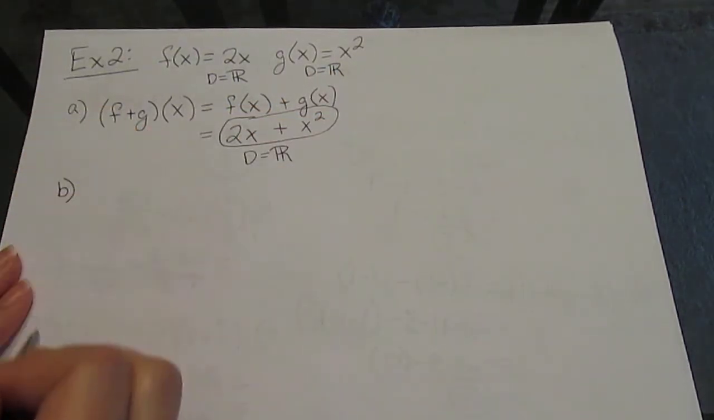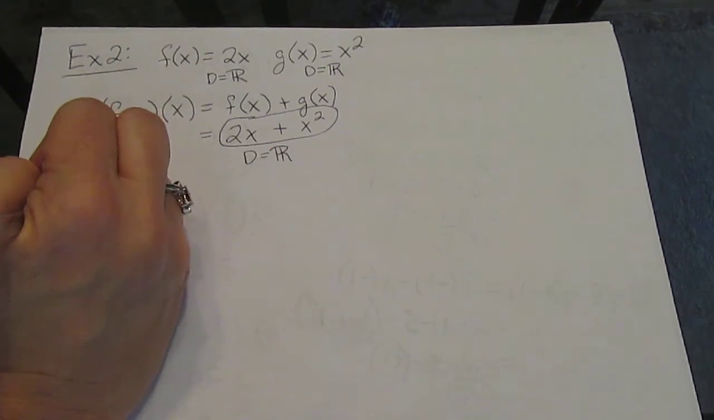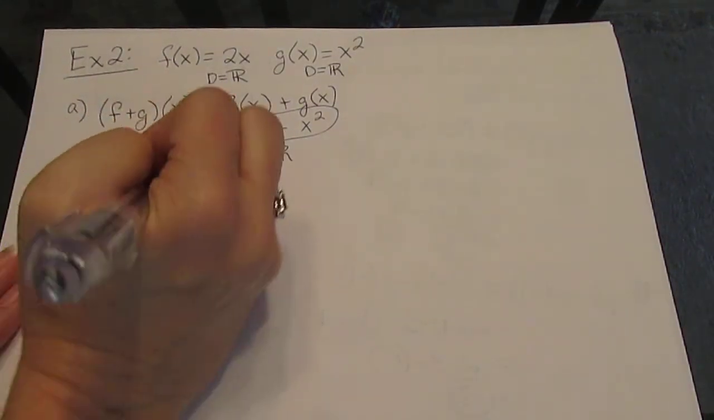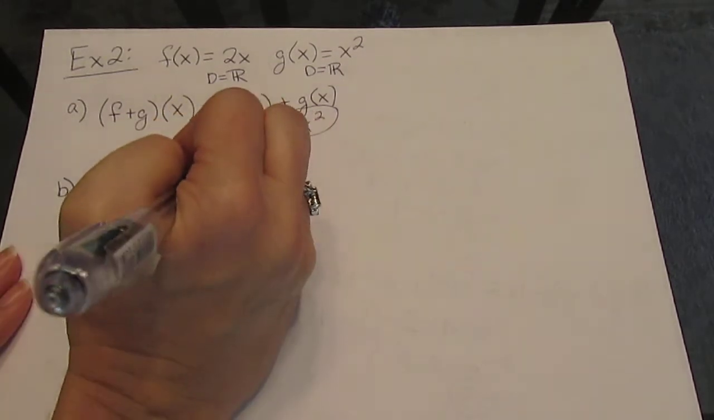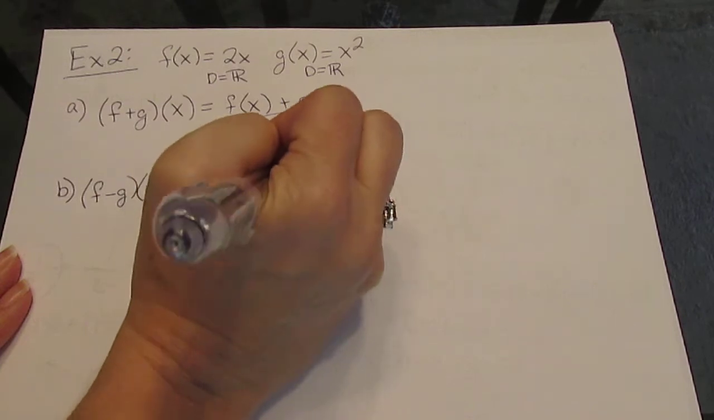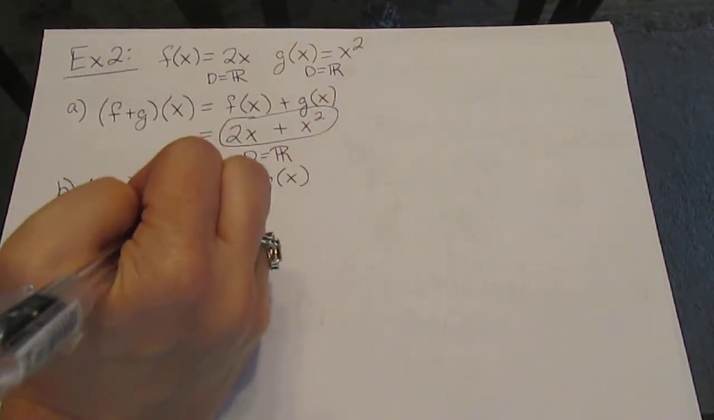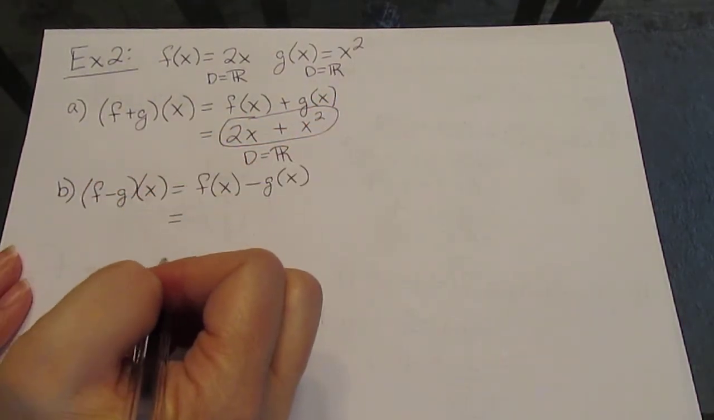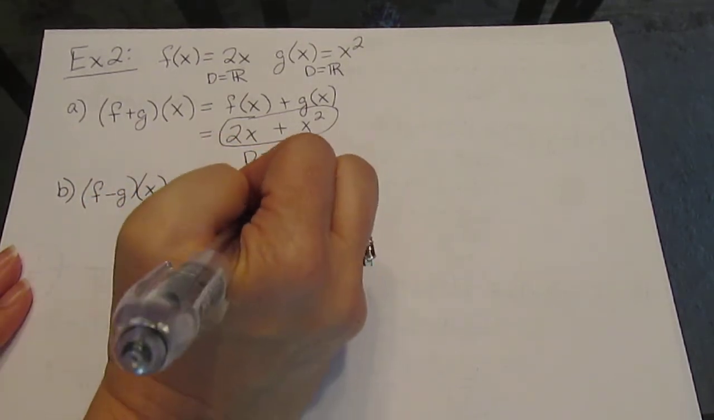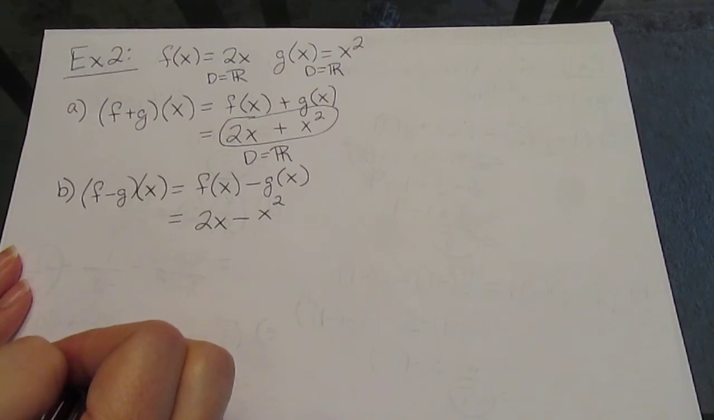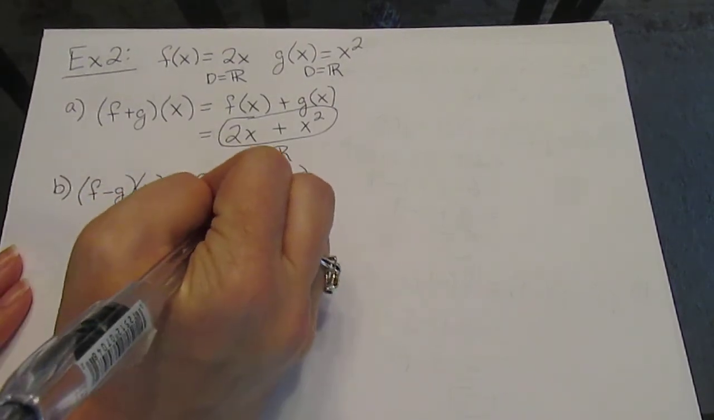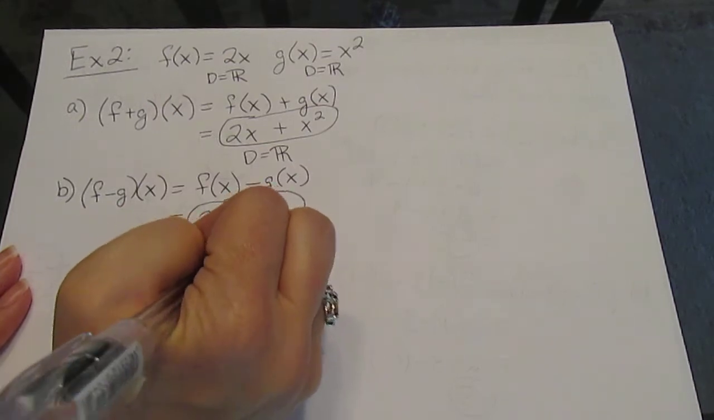Okay, well, we'll just do one of each again. So let's do f minus g of x. That means we're just taking f of x minus g of x. F of x is 2x. G of x is x squared. Again, they're not like terms, so we're finished. And the domain is all real numbers.